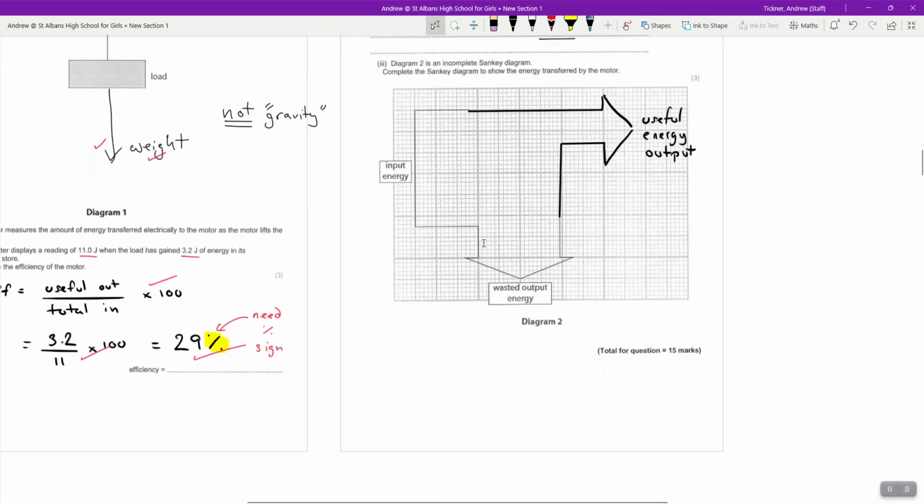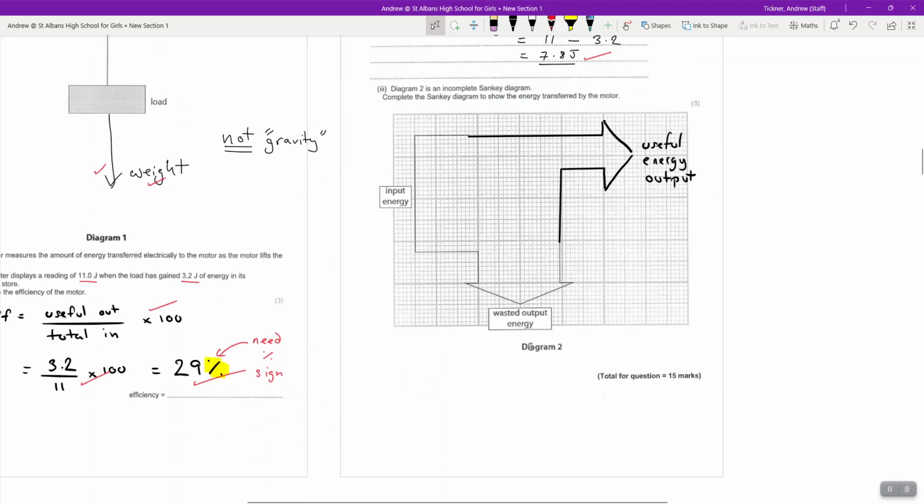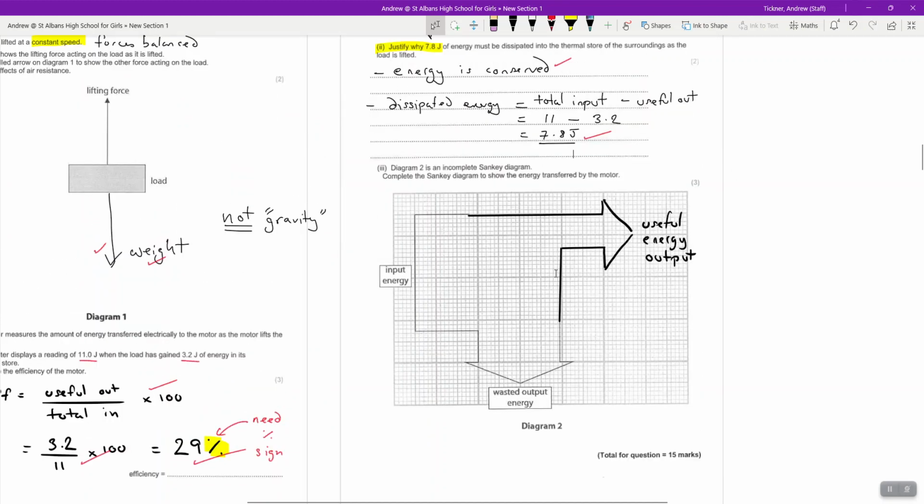Okay, so we've got a Sankey diagram. We know we've got our wasted output over here. We've got our useful energy output over here. There is one mark for having one arrow going to the right. There is another mark for the label of useful energy output. So we're matching the other things we've got. The third mark is for how wide this needs to be. And this needs to be about 8 squares.